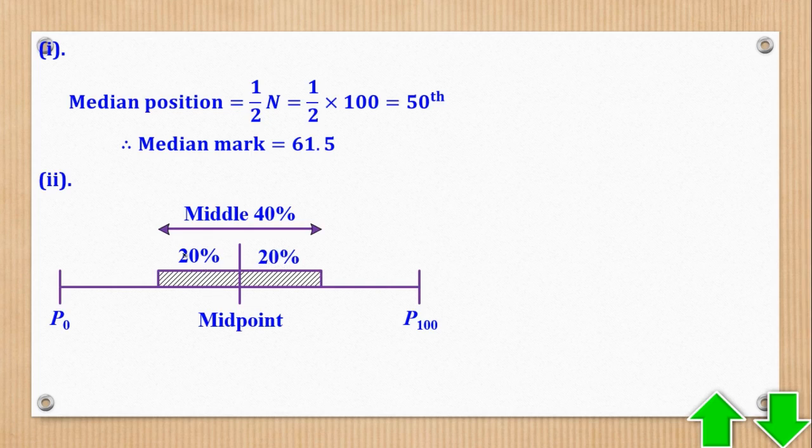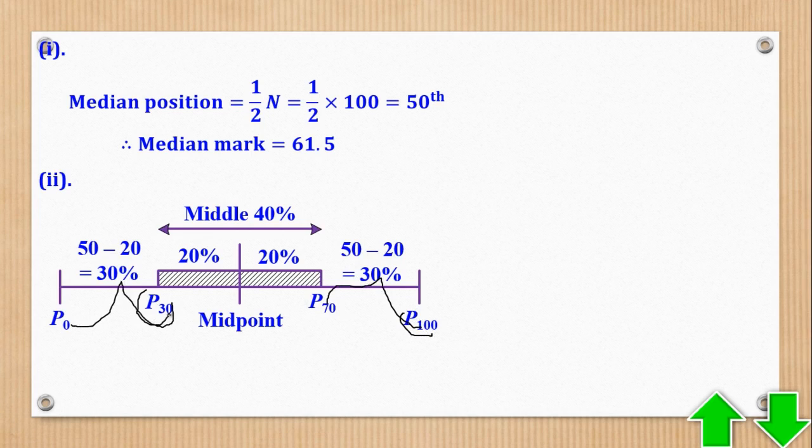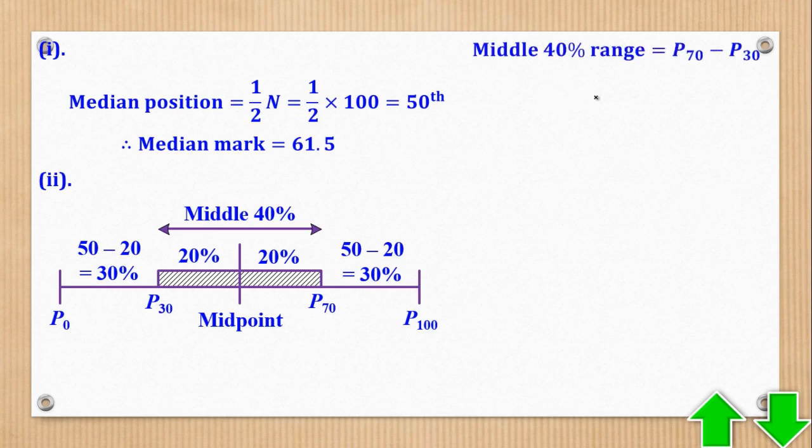Then what does that mean? It means that, first of all, from here up to here, it is 50. Therefore, this remaining part will be 50 minus 20 to give you 30. That means that this is P30. Then also this remaining part will be 50 minus 20 to give you 30, so this is 100, so 100 minus 30 gives you 70. Here I got 30 because 0 plus 30 is 30. That means that the range of the middle 40% ranges from P30 up to P70. So the range of the middle 40% is P70 minus P30.